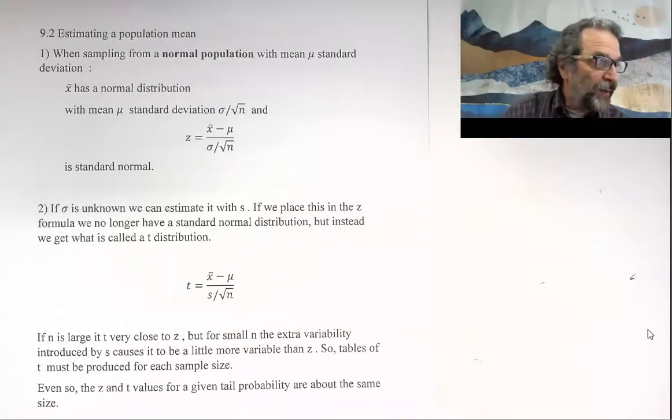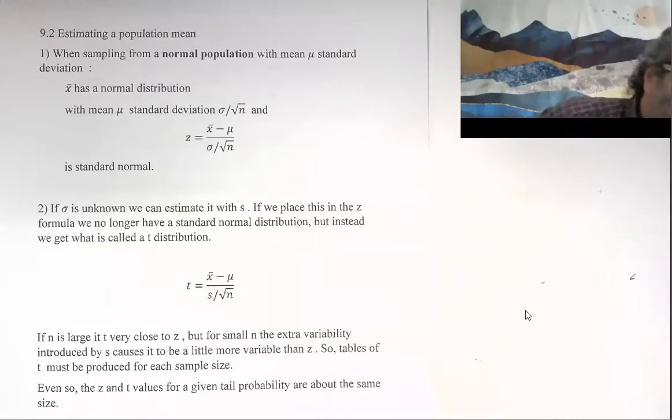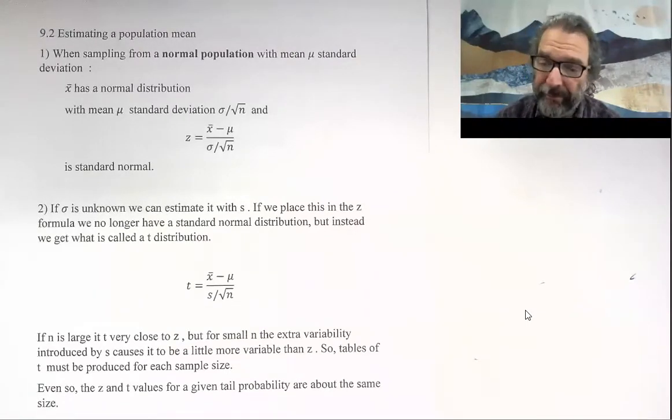Well, we've come to this place. We're finally doing some complicated stuff. Now we're going to try to estimate a population mean using the sample mean. So it's a little bit of a convoluted path that we take.